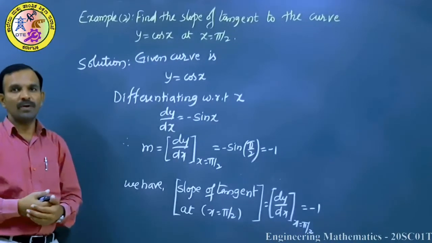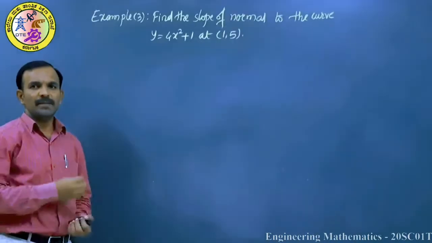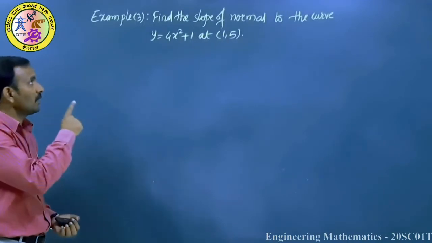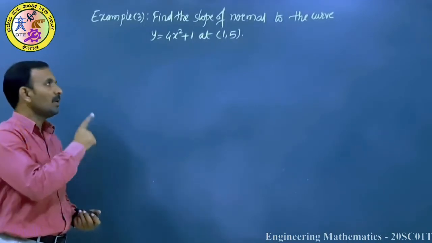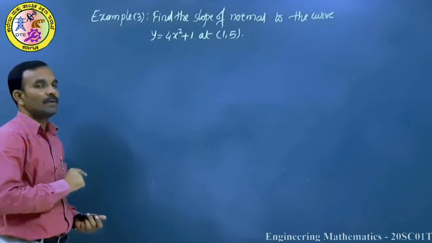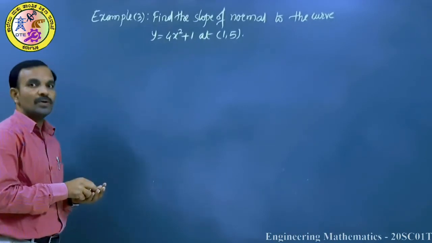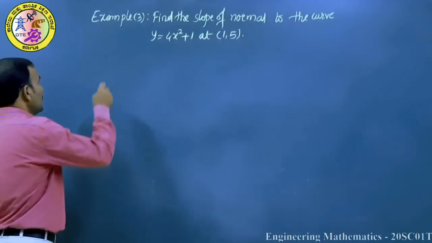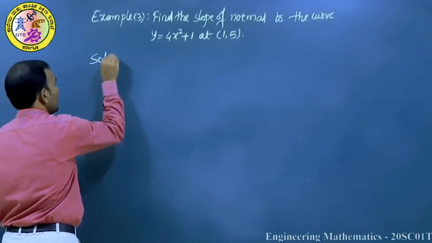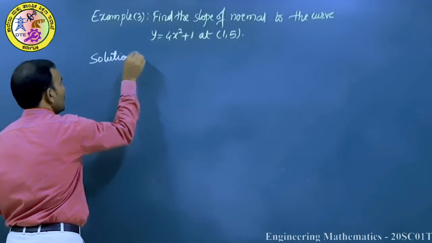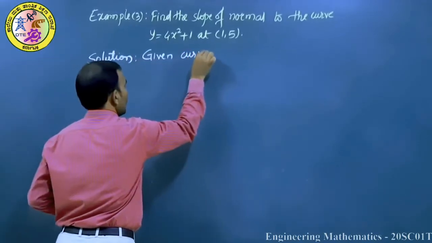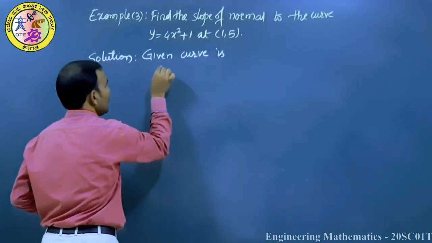Next, we move to example number 3. Example 3 is: find the slope of the normal to the curve y equal to 4x square plus 1 at (1, 5). First you have to find the value of m. Now, start the solution by considering the given curve.